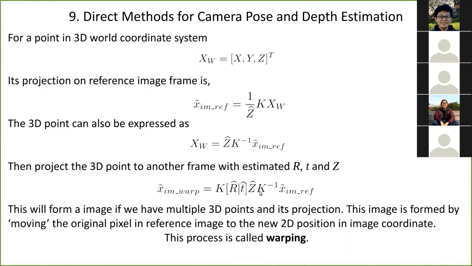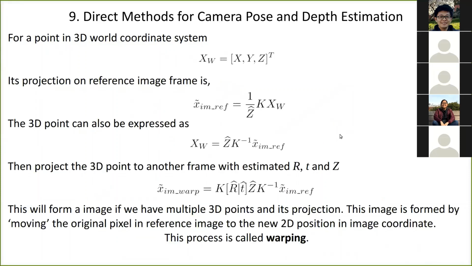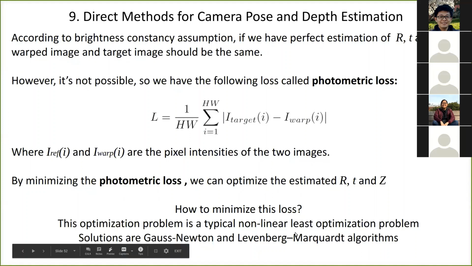So if we finish this warping, we can actually get the whole image if we warp every point from the reference frame to the target frame. So once we have the warping, we will have the photometric loss. We can optimize the photometric loss, and then we can get the optimized rotation, translation, and depth. Okay, so this is actually a nonlinear least squares problem. The solutions for this problem are the Gauss-Newton and Levenberg-Marquardt algorithms.